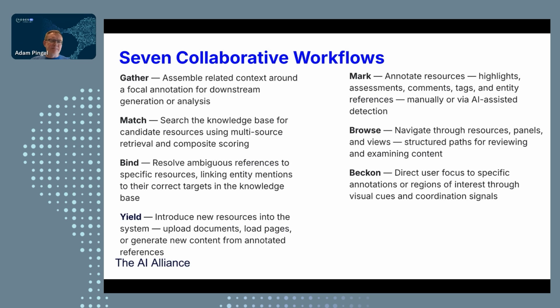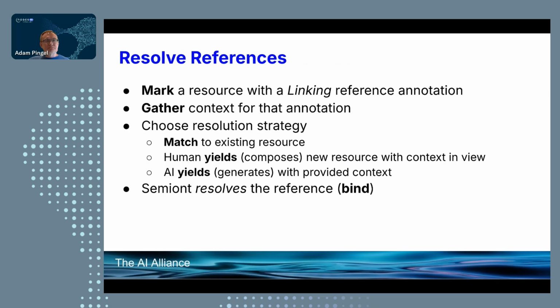And then gather, match, bind, and yield. I'll show some more examples of that, but gather is basically context assembly. Match, you could think of as search, but search with the intent of resolving a reference. And bind is the actual action of resolving a reference. And then yield is the generation or introduction of new resources or documents into the system.